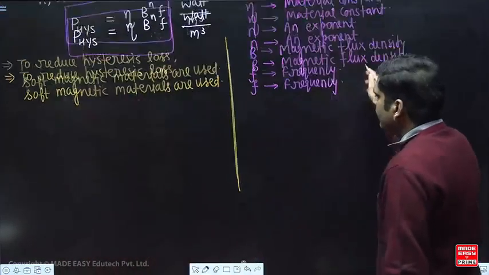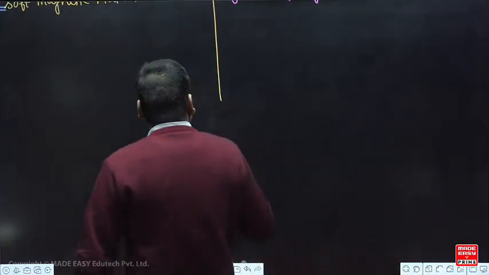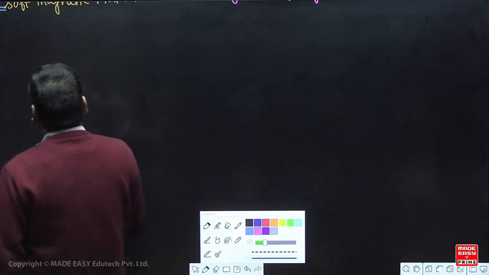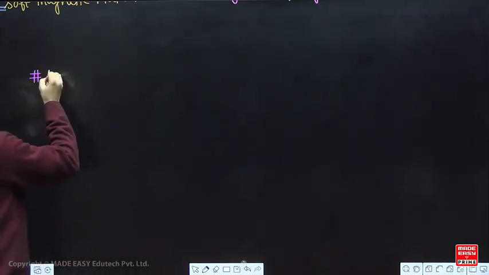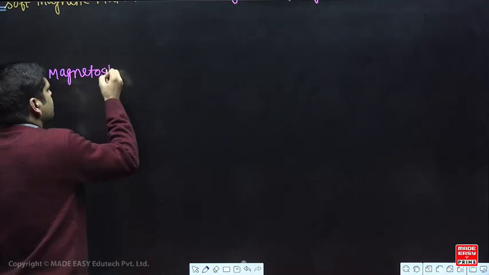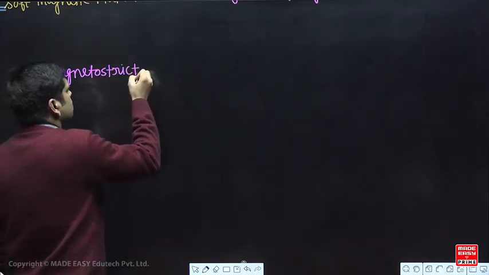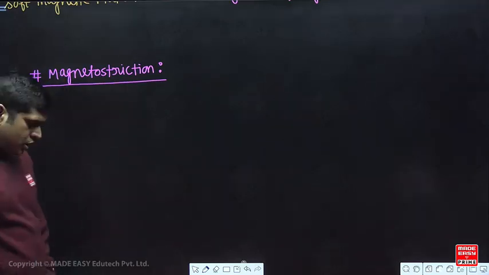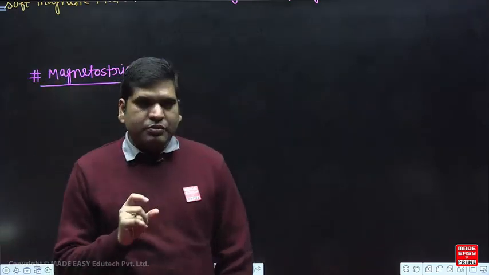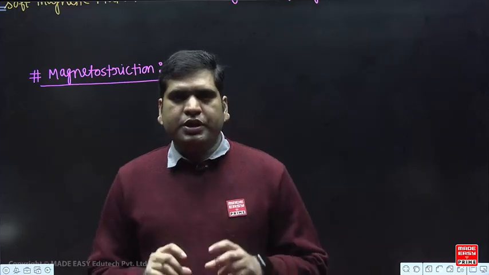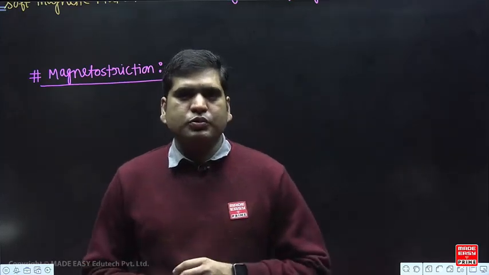Next, these magnetic materials exhibit some beautiful character that is known as magnetostriction. Actually, when magnetic materials are put into the magnetic field, the magnetic field exerts force on the dipoles.